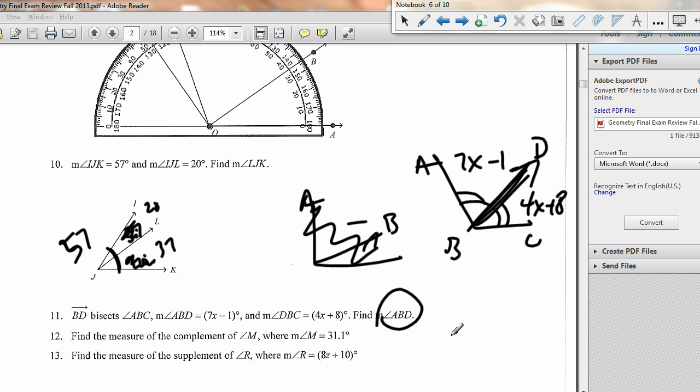Find the measure of the complement. Complementary means two angles that add up to be 90. So the complement is the other angle. So take that, subtract them.